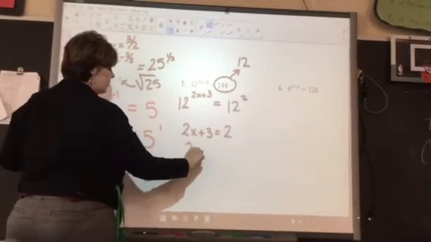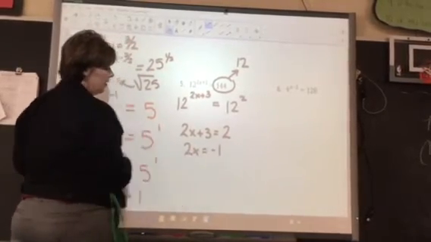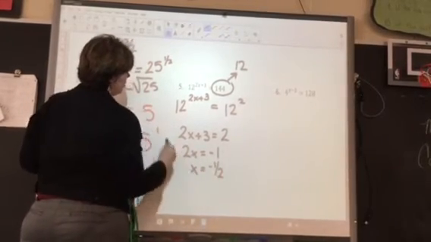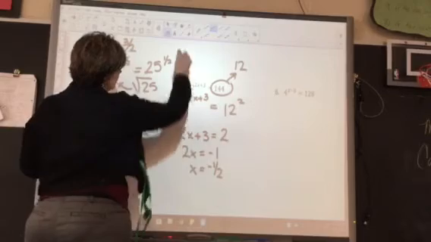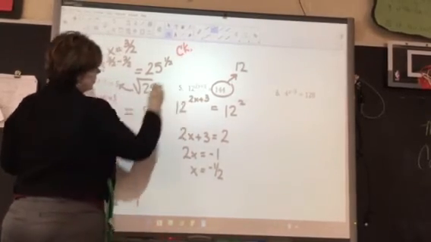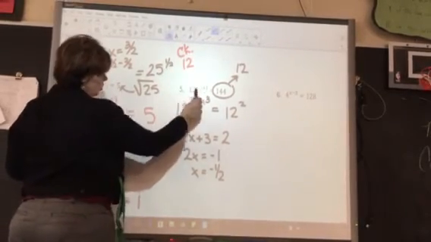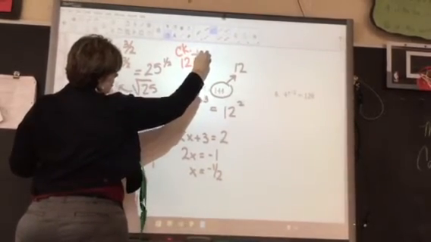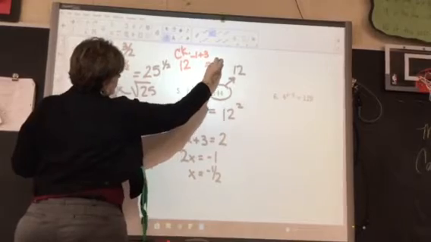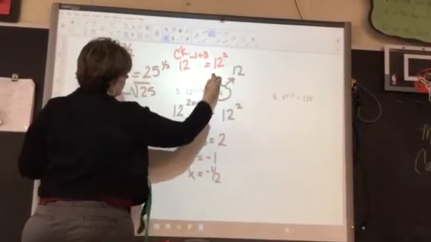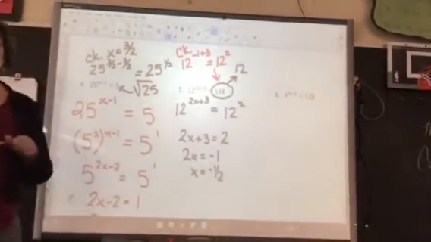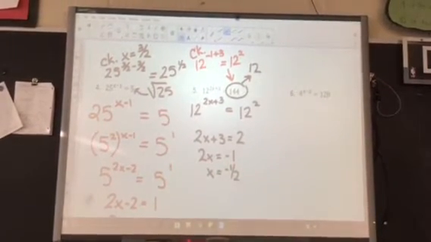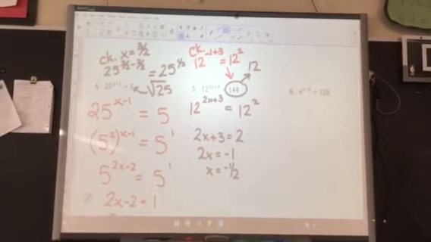Subtract 3 from both sides. 2x equals negative 1. So what does x equal? Negative 1 half. Let's try that. Can we check it? Let's do the check. So I have 12 to the 2 times negative 1 half, which is negative 1, plus 3, which is the same thing as 12 squared, which equals 144. What do you guys think? Cool. Okay, Vedika, you want to do the last one?